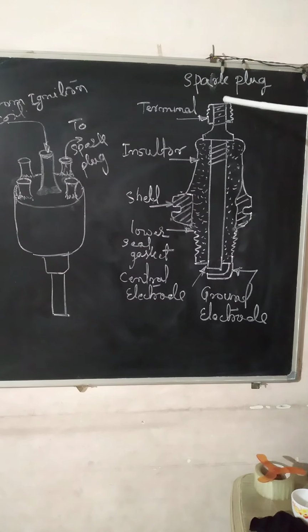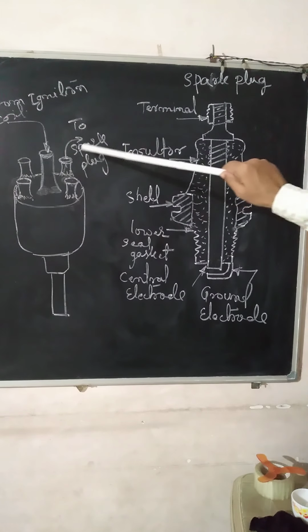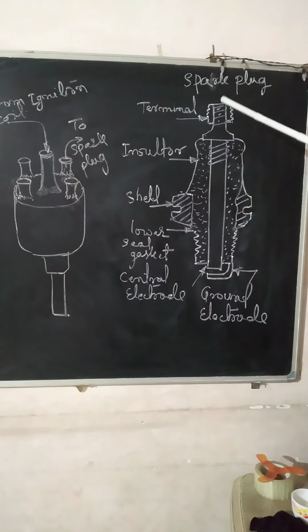The major components here are the central electrode and the ground electrode. The other part is an insulator, which is just a covering. You cannot dismantle this; it is a complete single assembly. This is a non-conducting material, and here is the central electrode and this is the ground electrode. In each cylinder there will be one spark plug.